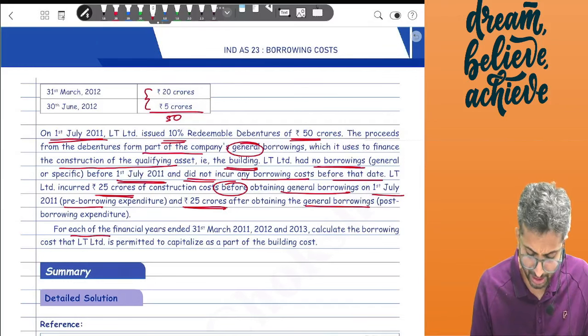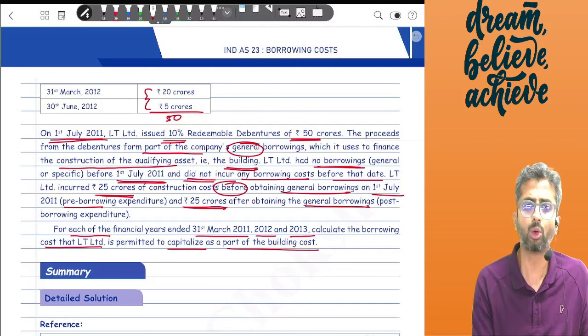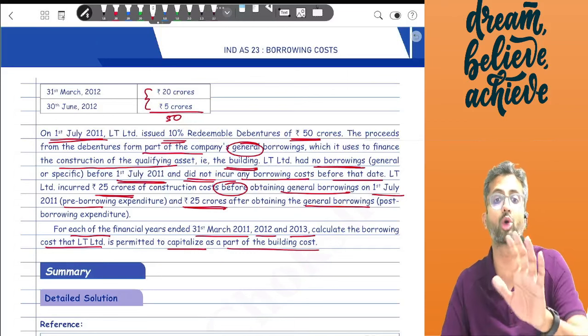For each of the financial year ended 11, 12 and 13, calculate the borrowing cost that LT is permitted to capitalize as a part of the building cost. Now over here one needs to be remembered that borrowing cost is to be attributable to a qualifying asset.